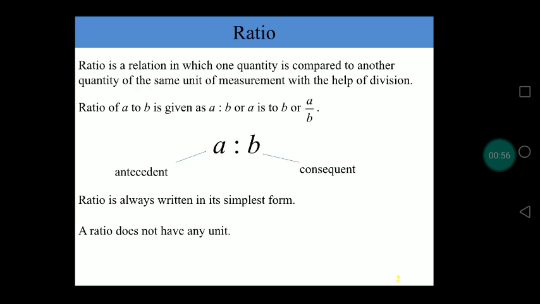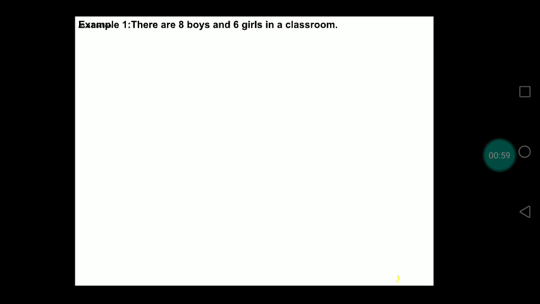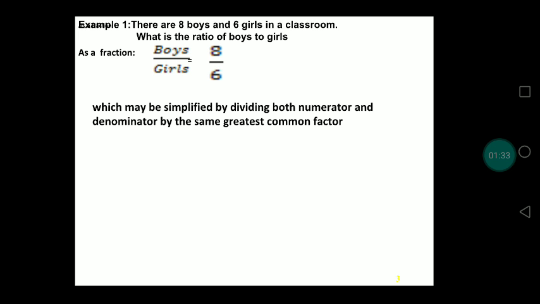Now, next I will explain with an example. Look at here. There are 8 boys and 6 girls in a class. What is the ratio of boys to girls? Means we have to find the ratio of boys to girls. So how to find the ratio? First you write down in this form, boys divided by girls. How many boys are there? 8. And how many girls are there? 6.